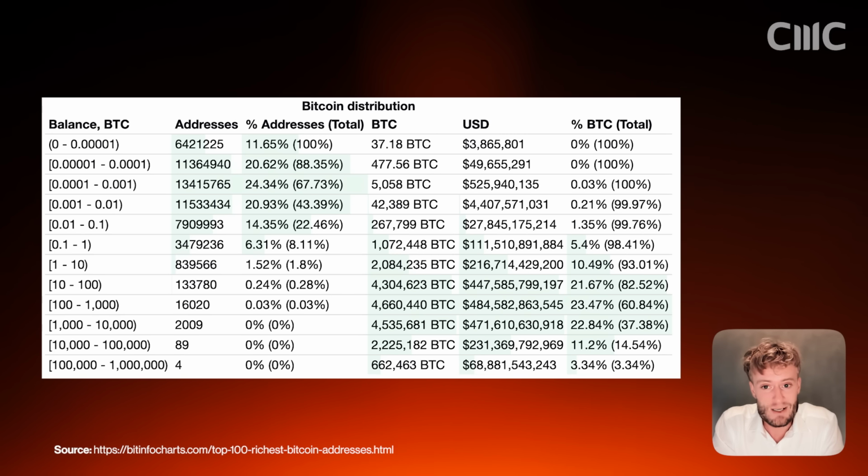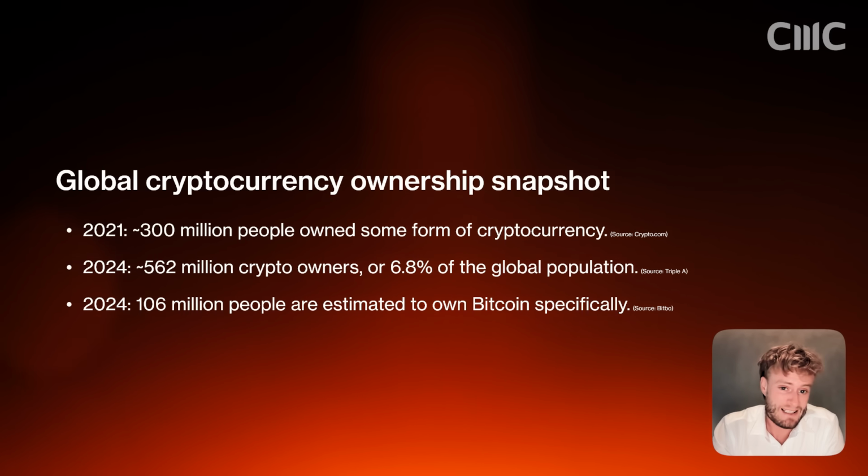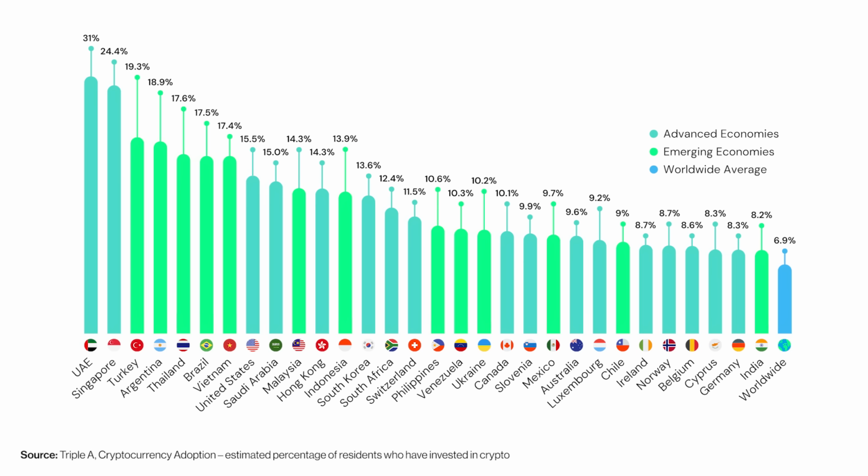On the other hand, a single company could have millions of clients storing their crypto with them. But if all those funds are held in a single wallet, those millions of users aren't captured in the ownership data. At the end of 2021, it was estimated that nearly 300 million people worldwide owned some form of cryptocurrency. Fast forward to 2024, and that number has almost doubled, according to some estimates, with around 562 million people now owning some type of cryptocurrency. That's around 6.8% of the population. Bitbo estimates as of 2024 that around 106 million people own Bitcoin.